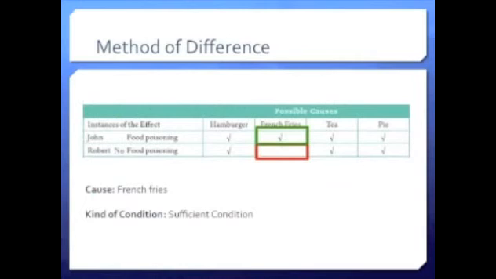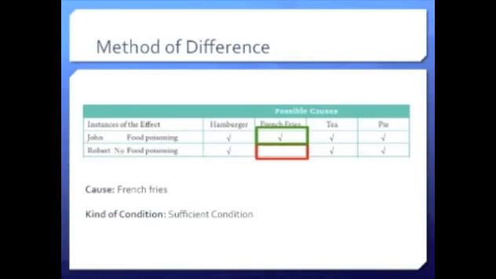Finally, we want to see if there is a single condition that is present in John's positive case of food poisoning, but absent in Robert's negative case of food poisoning. Notice how french fries were present in John's case, but absent in Robert's case. Also notice that both John and Robert have in common all the other 3 factors. Thus, the method of difference identifies the french fries as the cause of John's food poisoning.